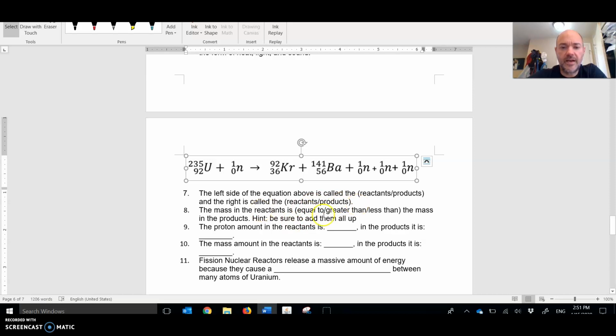So think about that. Proton amount in the reactants, proton amount in the products. On this side we have 92 protons and 0 protons. On this side we have 36 plus 56 plus 0 plus 0 plus 0. Think about adding up the total mass that we talked about earlier, the numbers at the top.